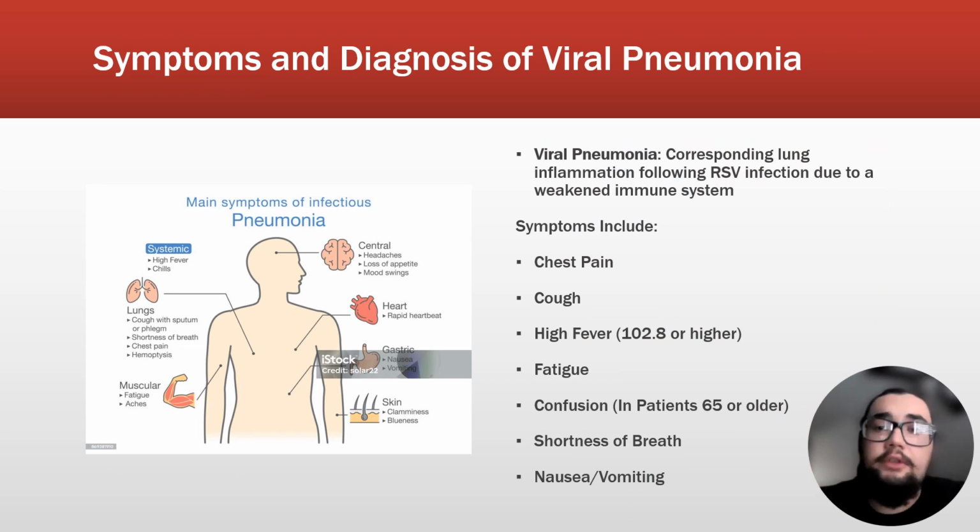Looking at symptoms of viral pneumonia, again, it's that corresponding lung inflammation following an RSV infection because of your weakened immune system. Because RSV has altered your immune system, it finds its way into your lungs and causes infection in your alveolar tissue, which is where we're seeing an even higher fever, like 102.8 or higher, severe chest pain, cough, and fatigue. In patients who are older, you can find confusion due to low oxygen content, shortness of breath, and vomiting.